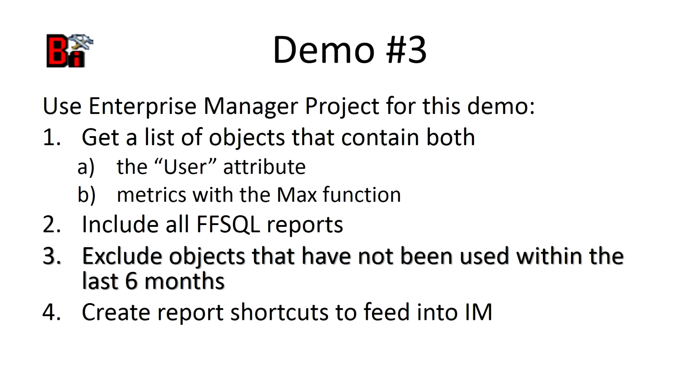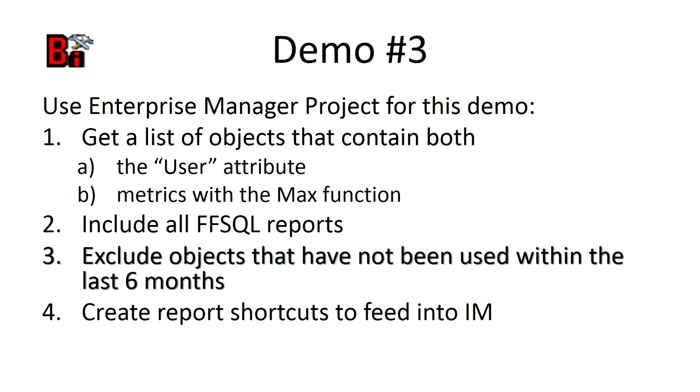Task number 3. Exclude objects that have not been used within the last 6 months. Obviously, your organization may choose a different time period, perhaps 12 months or 2 years. If you have the Enterprise Manager module, BiToolkits will use report execution data to determine when the object was last used. If you don't have Enterprise Manager or an object has never been executed, BiToolkits will use the object's modified date to determine when the object was last used.